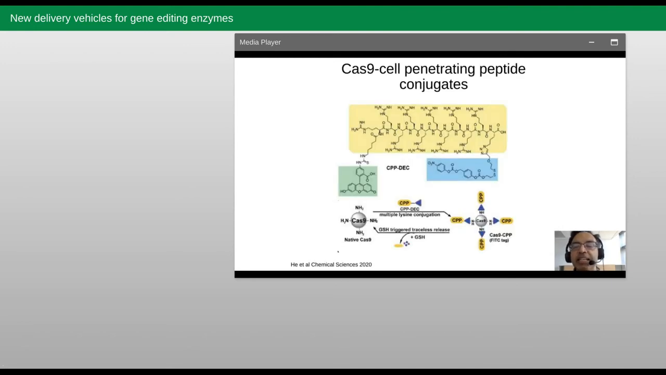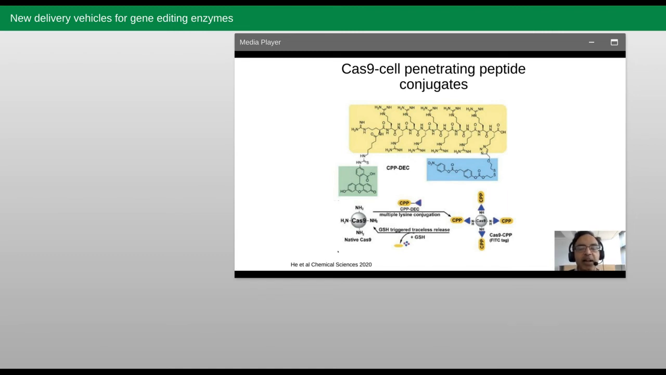In addition, we've used the DEC linker to conjugate cell-penetrating peptides to Cas9. So in this project, we made this molecule called CPP-DEC, which is the cell-penetrating peptide arginine 9 conjugated to the DEC linker with a nitrophenyl handle, so that when you mix it with a protein, the protein reacts with it via its lysine residues. So we made this and conjugated it to Cas9, and then added it to cells, and then investigated if we could perform gene editing.